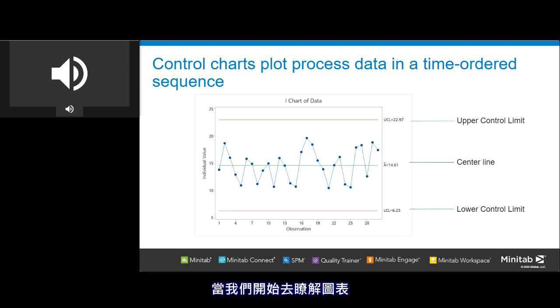When we start to see some patterns or some values outside these ranges, that's going to be an indication to us that something is going on, something's affecting that process.